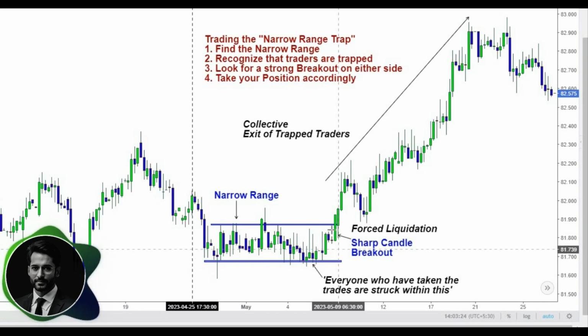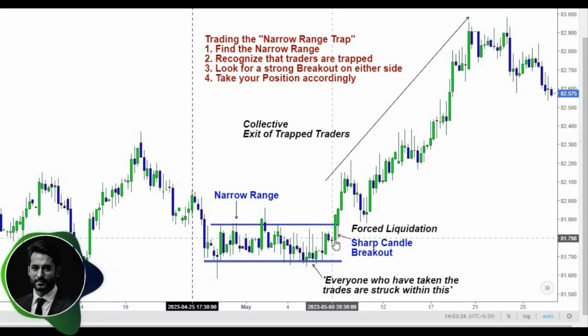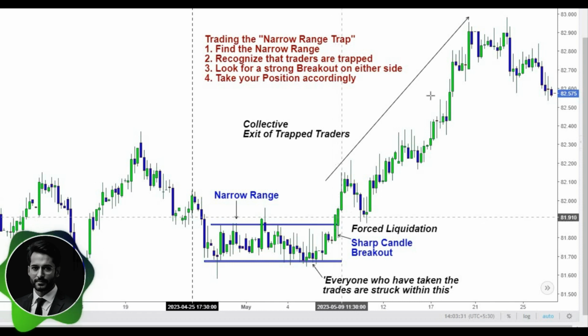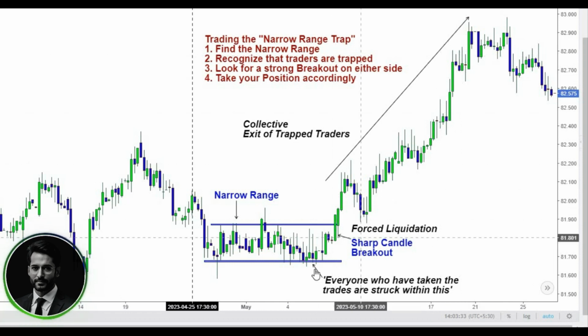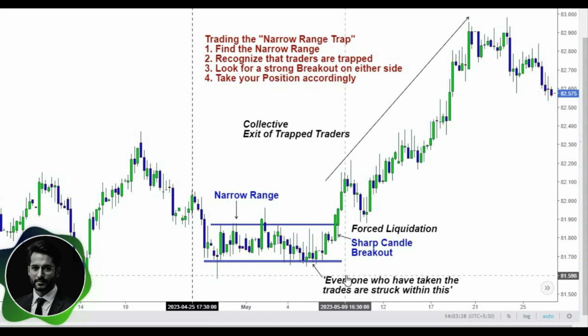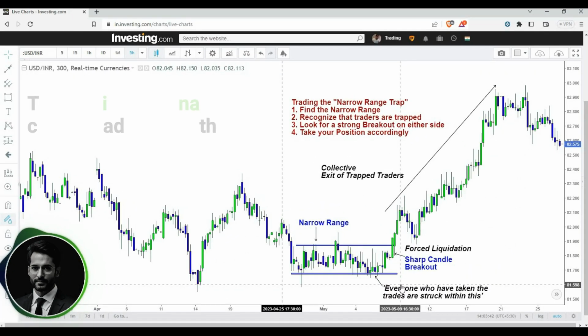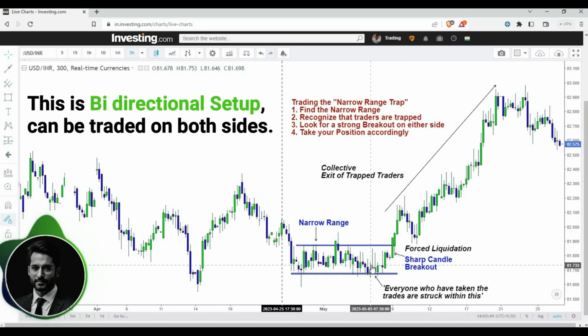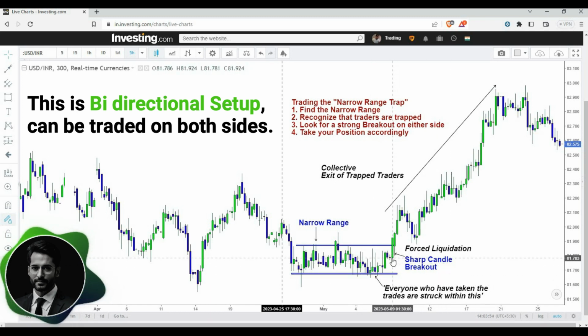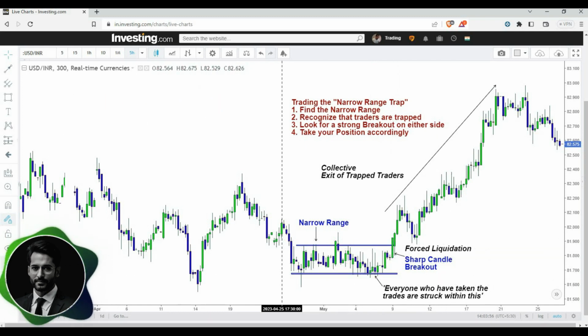This is the beauty of this setup. In this example, the breakout has taken place in the upside direction, so we can see a nice upside momentum. On the other hand, if the same breakout had taken place on the downside, the prices might have fallen down. So keep in mind, this is a bi-directional setup. Whichever direction the prices break out, you're going to take the trade in that direction. In this specific case, we would have taken a trade on the long side.